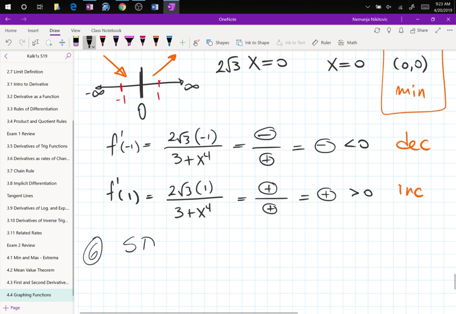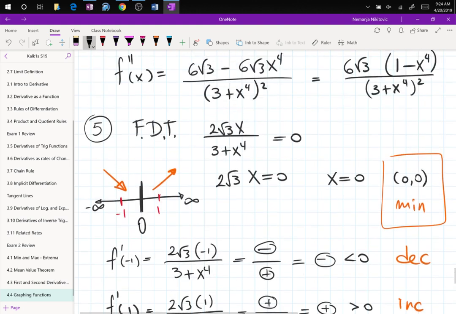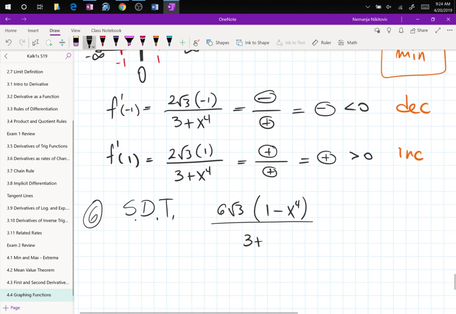Part 6, second derivative test. We take our second derivative, which was 6 root 3 times 1 minus x to the 4th, divided by 3 plus x to the 4th, squared, and we set that equal to 0 to find inflection points. So now, when you cross multiply, the denominator dies, and then 6 root 3 also goes away when you divide both sides by it, so you just have to worry about 1 minus x to the 4 equals 0.